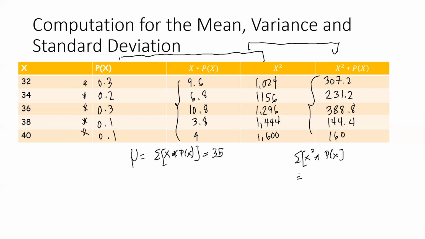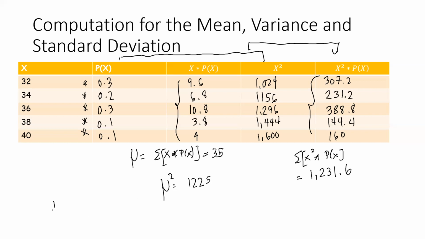Okay, so now we're going to add everything which involves x squared times p of x. So it will become 1231.6. So that is the sum. Now, the next step is to find the square of the mean. So the mean is 35. Now, we're going to find the square, which is 1225.